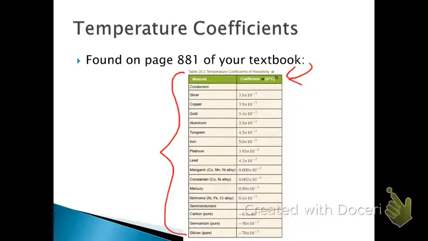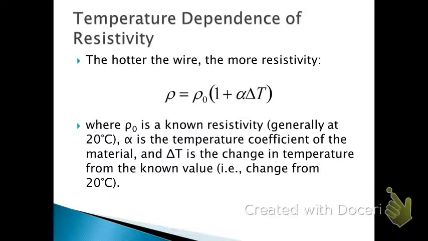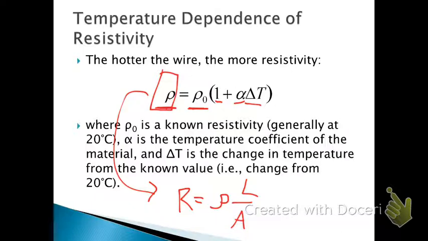So, if you come across a problem where you need to find the resistance of a wire, but it's at, let's say, 50 degrees Celsius rather than 20, the first step would be to hop over to this temperature-dependent equation of resistivity, which again is rho, the new resistivity, equals rho naught, the resistivity at 20 degrees, times the quantity of 1 plus alpha, temperature coefficient, times delta T, the change from 20 degrees Celsius. So find your new resistivity, then take that value and plug it in to R equals rho times L over A, where again L is the length, A is the cross-sectional area.